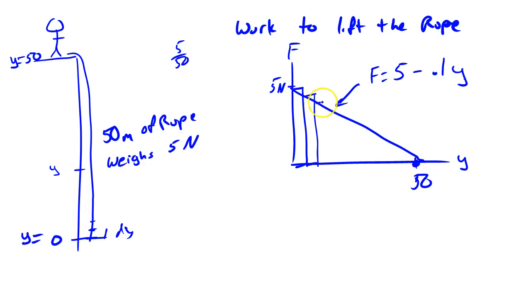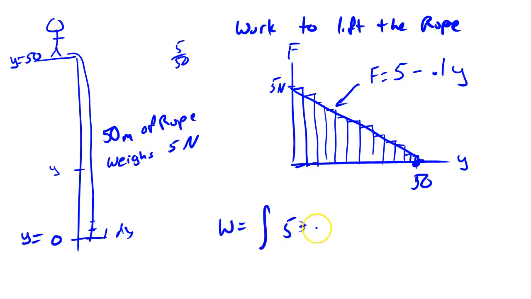And you just keep doing that until all of the rope has been lifted all the way up to the top, and you add up all these little bits of work. Well, you're just finding the area underneath this force function. So the work done here is the integral of 5 minus 0.1y times dy. 5 minus 0.1y is the weight of the rope that's hanging out there when the bottom of the rope is at some elevation y. dy is the distance that is lifted. This much force, that much lift, it's work done.